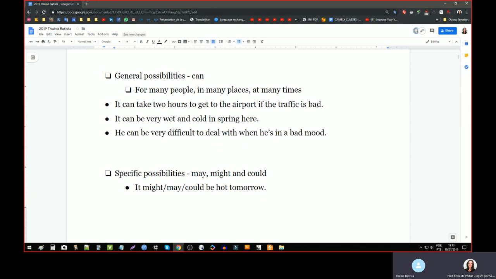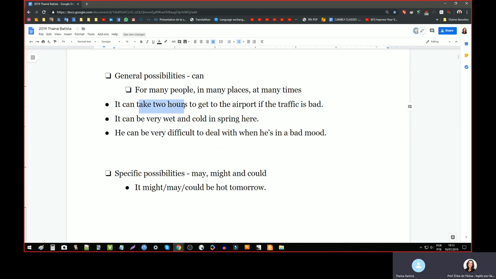Yeah, I think the idea here is that can means it's possible. There is a possibility that you can take up to 2 hours to get to the airport. So it's not exactly 2 hours, but generally speaking, it's possible that you will take 2 hours to get to the airport. It's possible that the spring here will be very wet and cold. And it's also possible that it is difficult to deal with him. It's not a definite situation. So you understand, right?